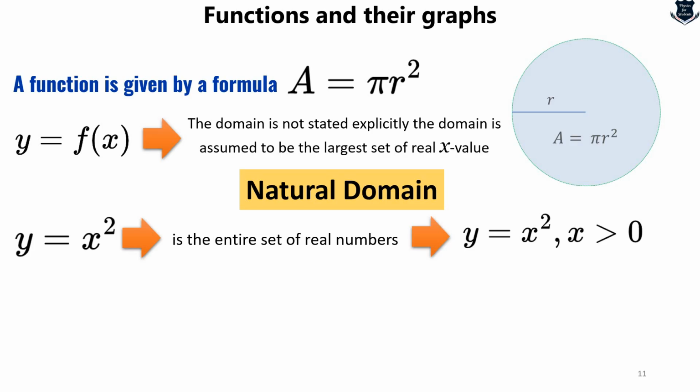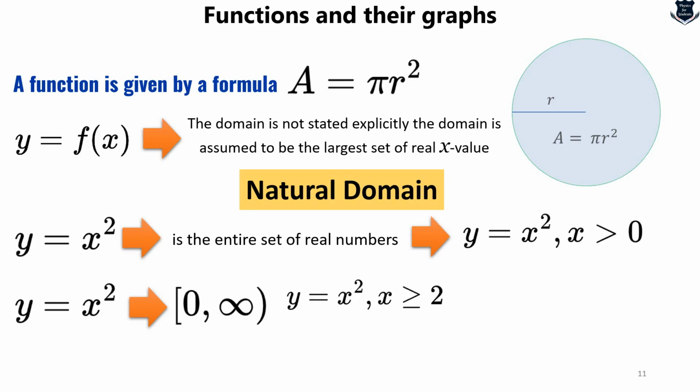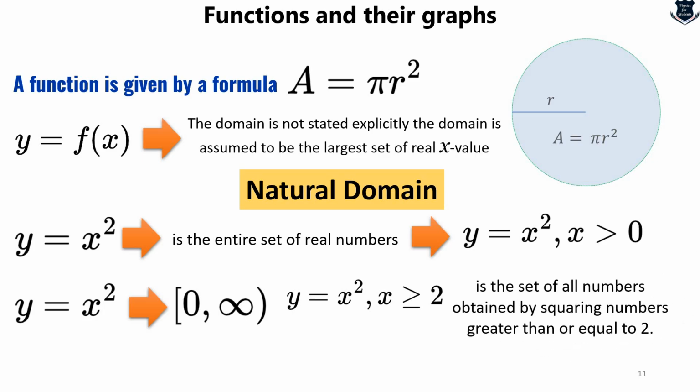So one part is natural domain. We don't have an artificial domain over here, but in order to mention that the entire set of real numbers, we want to restrict, we do that. And as you can see, y equal to x square, we can change the domain to which we apply. And this is y equal to x square on 0 to infinity. And the range of y equal to x squared will be x is greater than or equal to 2. And this is actually the set of all numbers obtained by squaring numbers greater than or equal to 2.